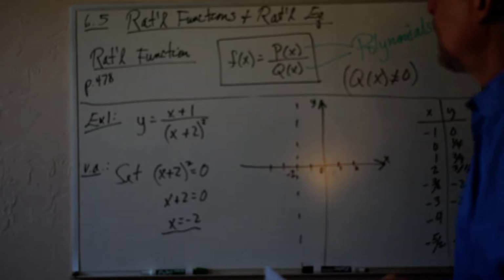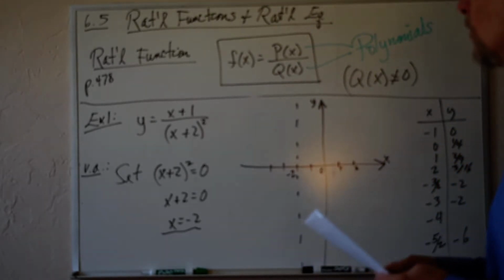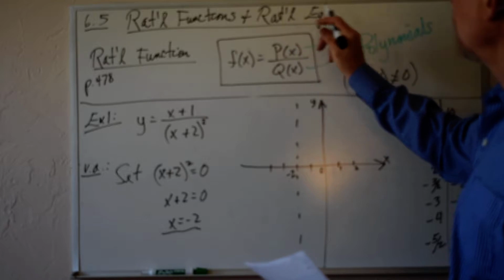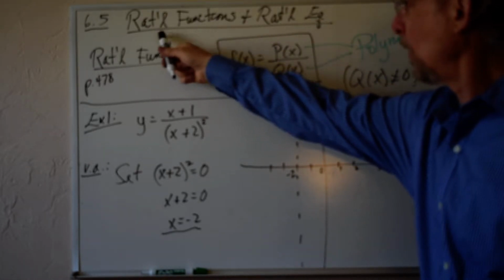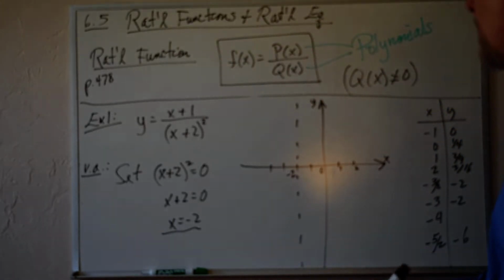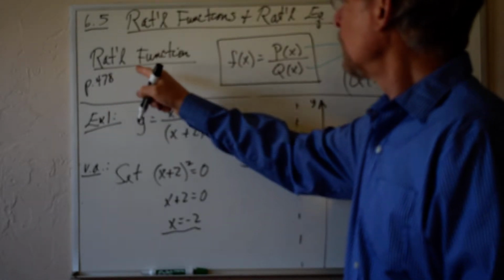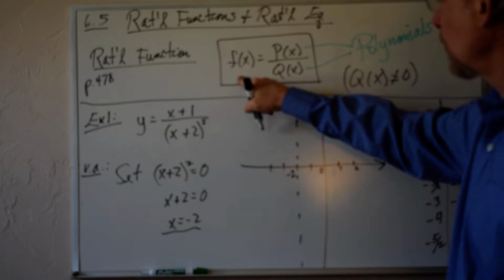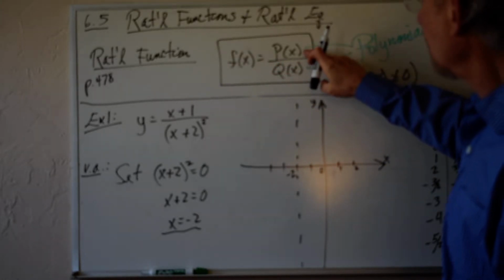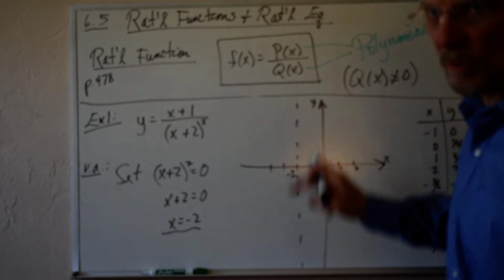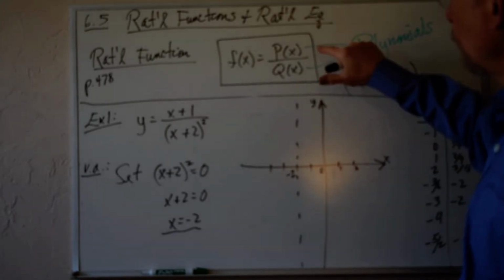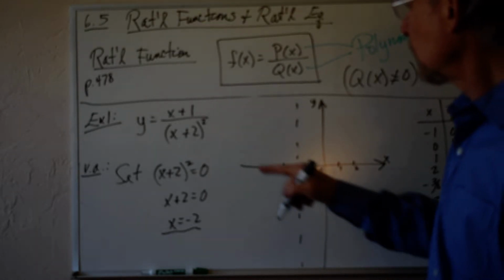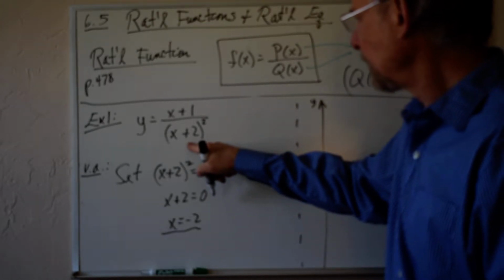Okay, let's move along and get into section 6.5, rational functions and rational equations. You see, I like to abbreviate those big long words. On page 478, rational function is defined like this. F of x is a rational function if it is one polynomial divided by another polynomial, right? It's the ratio of two polynomials. Let's look at example 1.